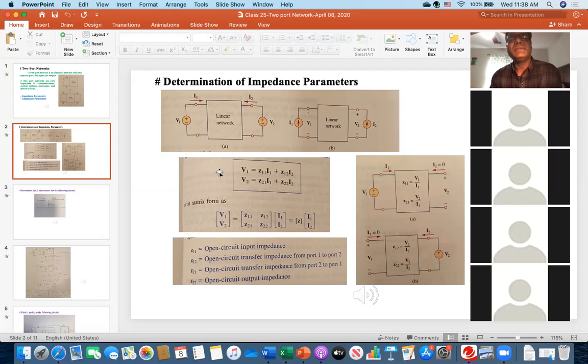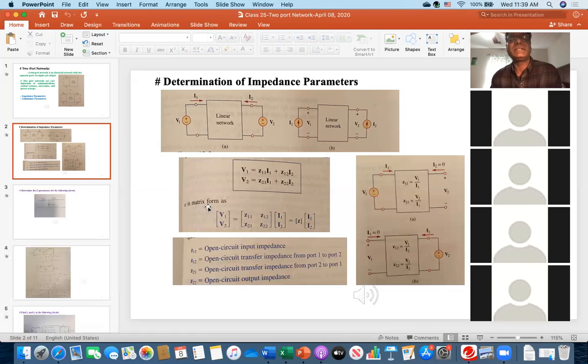That's why V1 is related in terms of I2 with the help of another impedance, which is Z12. Similarly, the right side voltage V2 equal to Z21 multiplied by I1 plus Z22 I2. So therefore, as you can see, there is Z11, that means that is the impedance on the left side. Z22 is the impedance on the right side. But there are two terms, Z12 and here Z21. Those are called transfer impedance or the mutual impedance that relates both left side and right side. So this is the generalized equation.